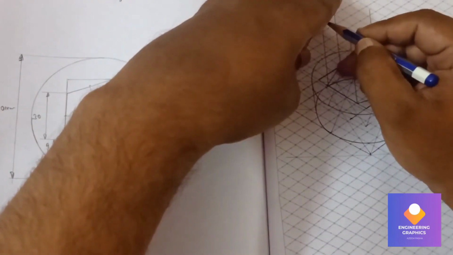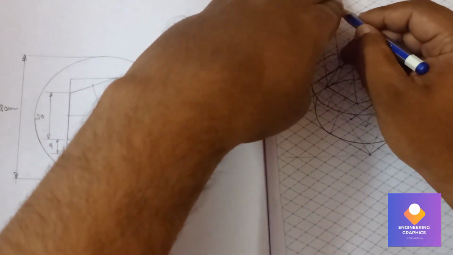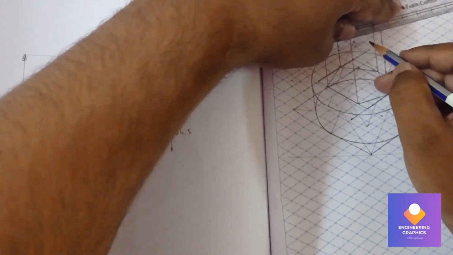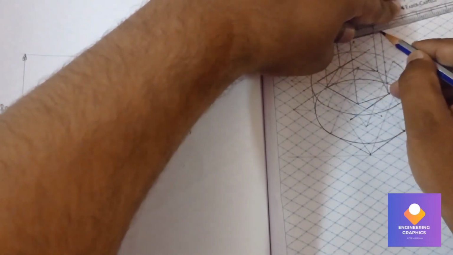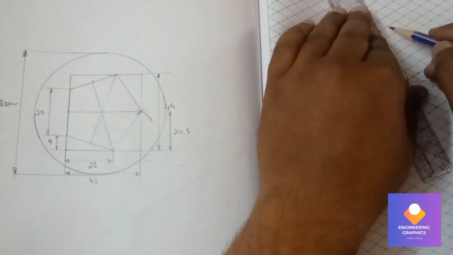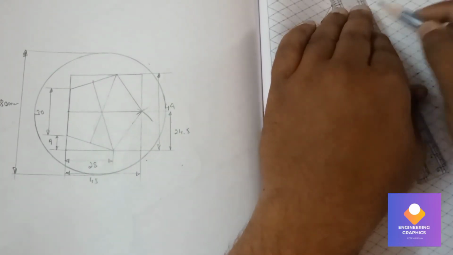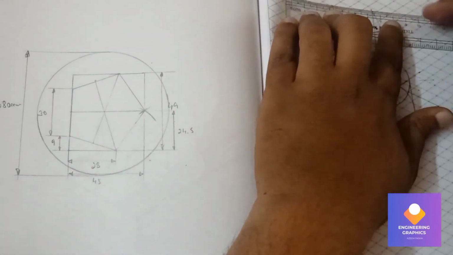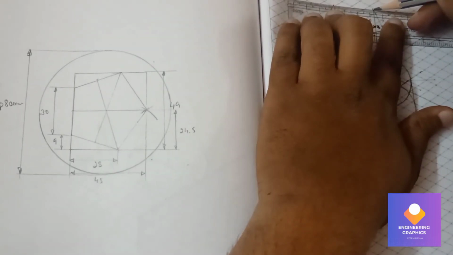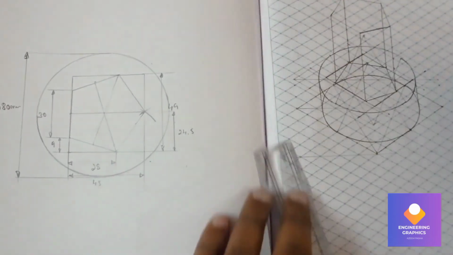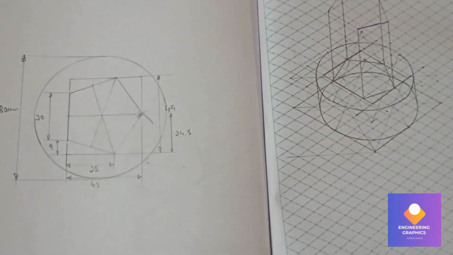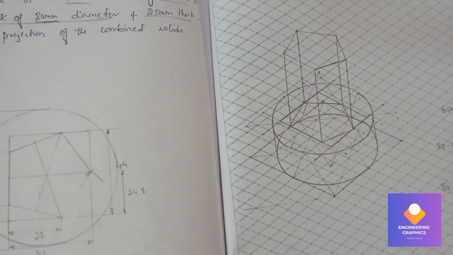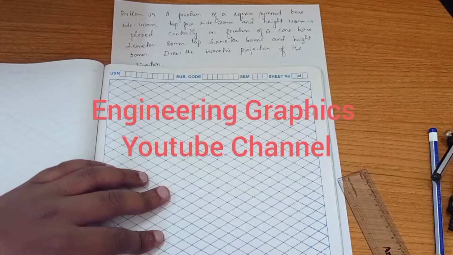So we should connect it, to get the pentagon here. So you can see, that completes the problem. You can see the subtraction of the things we have done here.